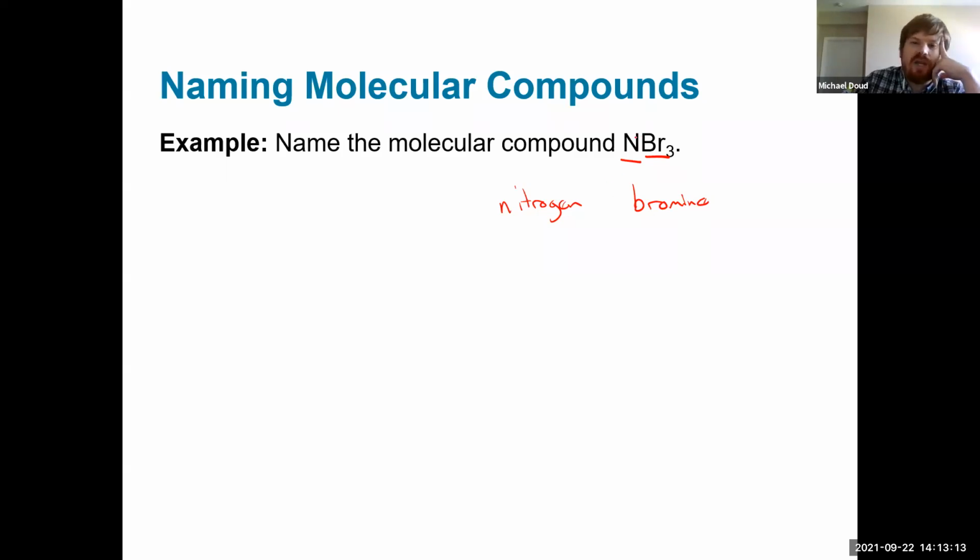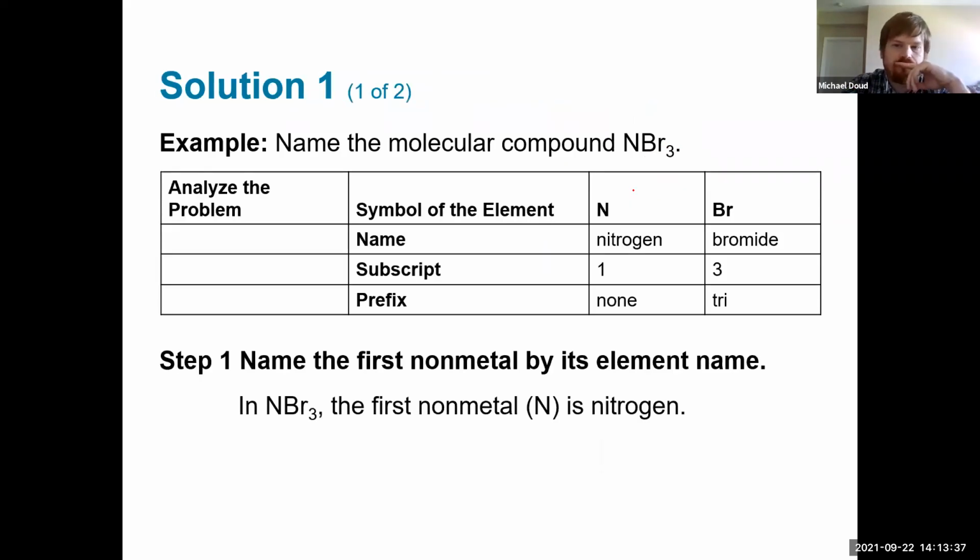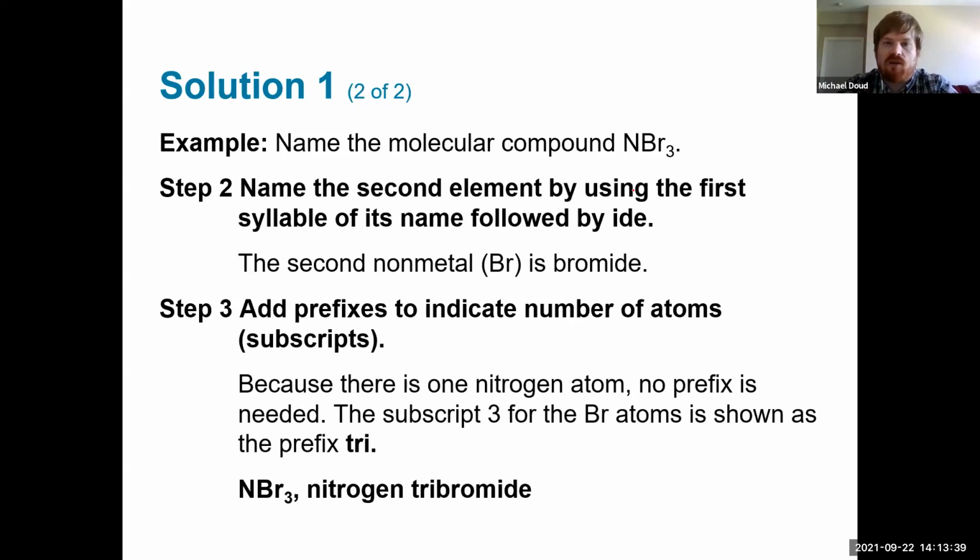Okay, next up, how many of each of them do we have? Well, we only have 1 nitrogen. So we might think to put mono here, but of course we know we're not going to put mono for the first element. So we're just going to use nitrogen. And then bromine is our second element. So we're going to change it from bromine to bromide. And we have 3 of them. So we use the prefix tri, nitrogen tribromide. So that's all you have to do.